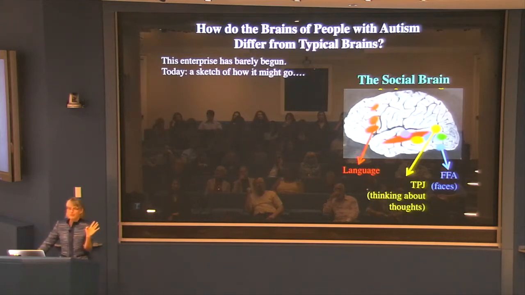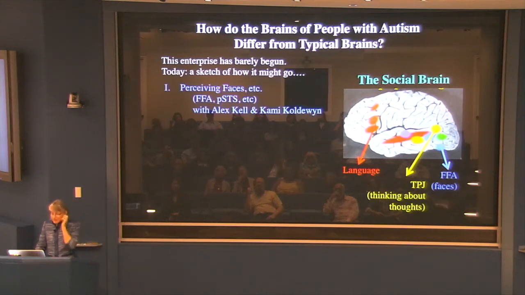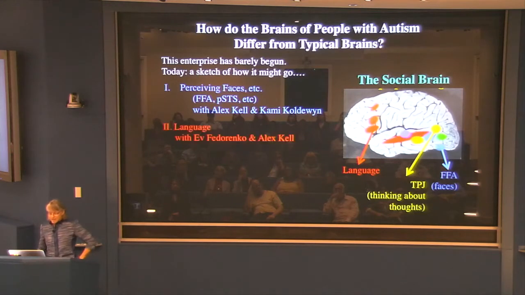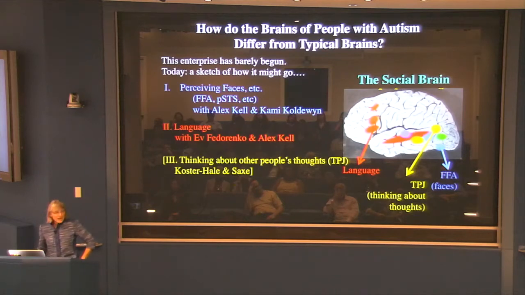This enterprise is in very early days, and most of the data I'll show is pretty preliminary, but here's what I'm going to try to talk about. So first of all, we're going to look at those face processing regions and ask if they're different in people with autism. Second, we'll look at those language processing regions and ask whether they look different in people with autism. And third, I'm going to briefly mention some data that I have nothing to do with. I just think these data are really cool. This is work by Rebecca Sachs and Jory Koster-Hale.